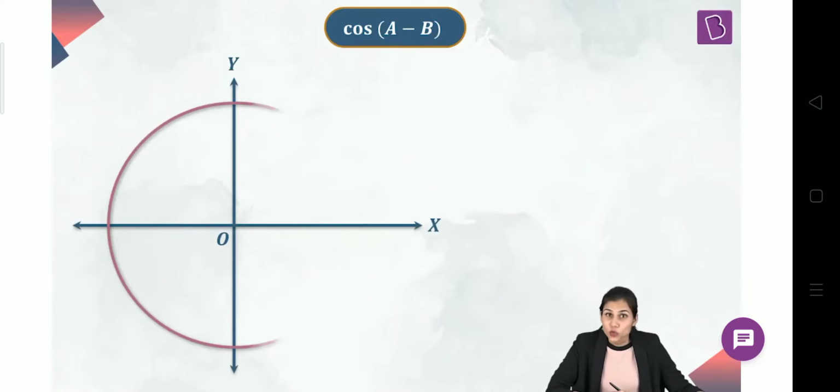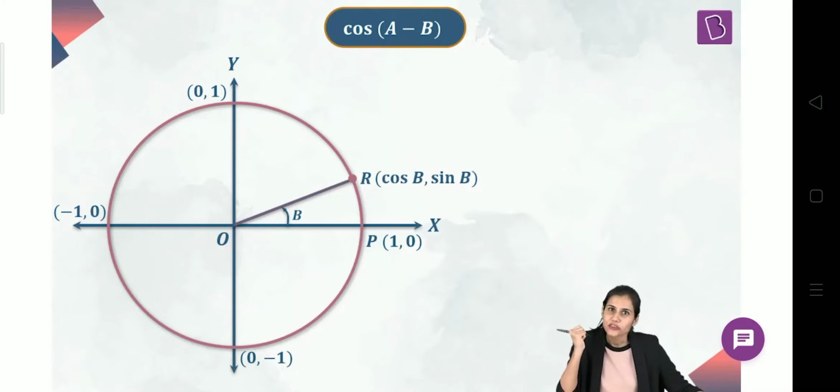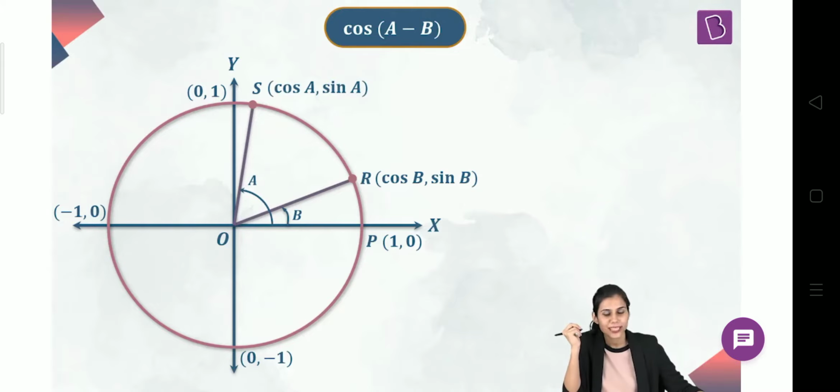For that, you consider a unit circle, which is a circle centered at origin, radius 1 unit. Now, on this circle, let R be a point such that OR makes an angle B with the positive x-axis in the anti-clockwise sense. Then coordinates of point R are going to be cos B, sine B. Similarly, consider a point S on the circle such that OS makes an angle A with the positive x-axis in the anti-clockwise sense, and this will give me that the coordinates of S are cos A, sine A. Now, after all this is done, can you tell me what is the measure of this angle? Well, it's obvious. The measure is A minus B.